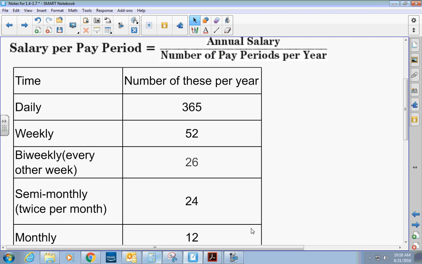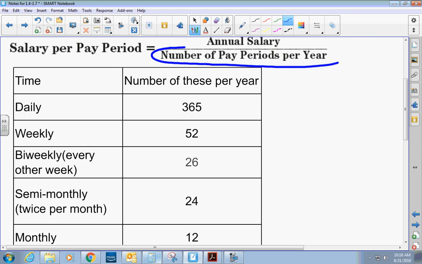All right, so there are 52 weeks. So when you see the word weekly, there are 52 of those per year. So we'll take our annual salary. If we're figuring out how much I make per day, we divide it by 365. If I want to know how much I make a week, we put 52 there.